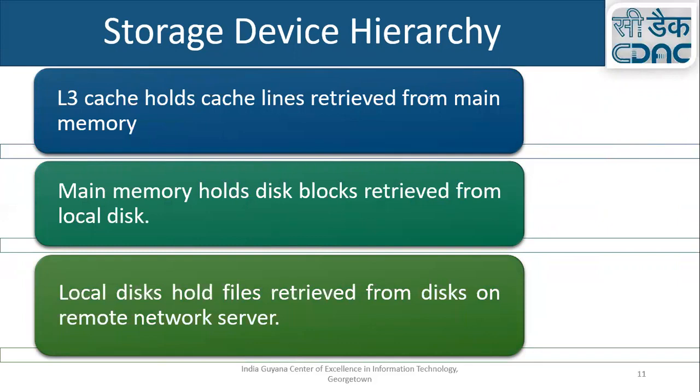L3 cache holds cache lines retrieved from the main memory. Again, here it is known as a line. Main memory holds disk blocks retrieved from the local disk. So from your hard disk to main memory, it is in the form of blocks. Local disk holds files retrieved from disk or a remote network server, like in the cloud, or maybe local in the system. This is known as a file. So data inside your disk is in the form of files. When it moves to the main memory, it moves in the form of blocks. From the main memory to the cache, in the form of lines. And from the cache to CPU register, in the form of words.